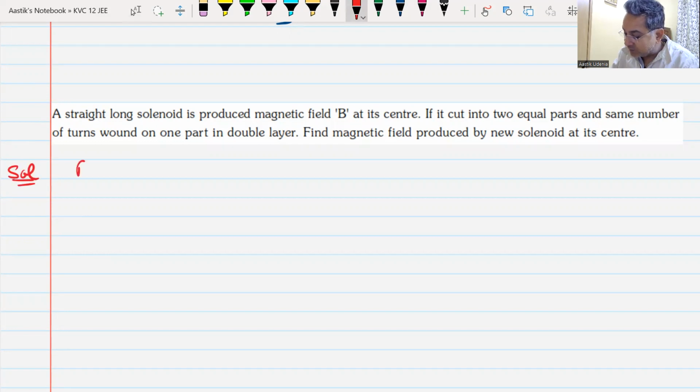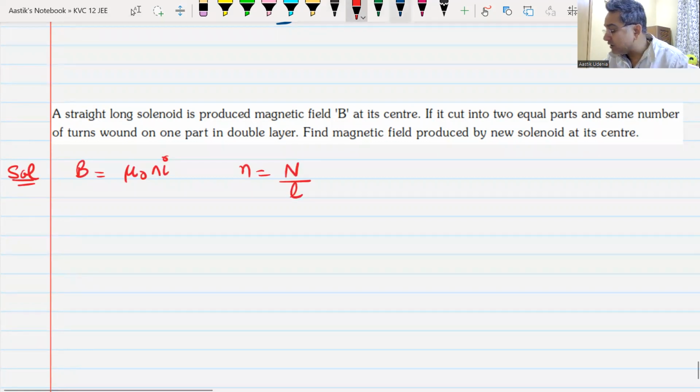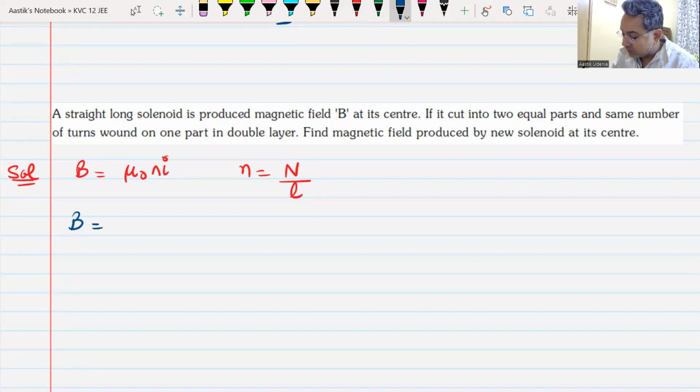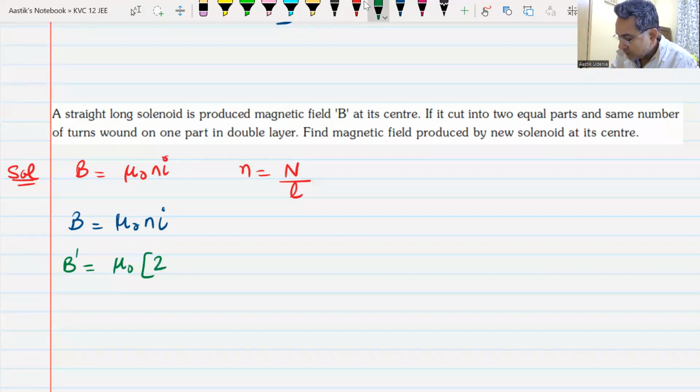The only formula that you have to use, sir, is B is equal to, for an ideal or infinite or long solenoid, mu naught N I, where this N is nothing but number of turns per unit length. Now in the original solenoid, it is B equal to mu naught N I. For the new solenoid, it becomes B dash. What happens to the number of turns? The total number of turns remains same, but the length becomes half. So the number of turns per unit length becomes how much? It will become 2n. Yes or no?